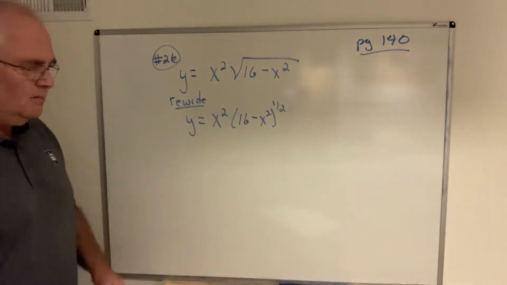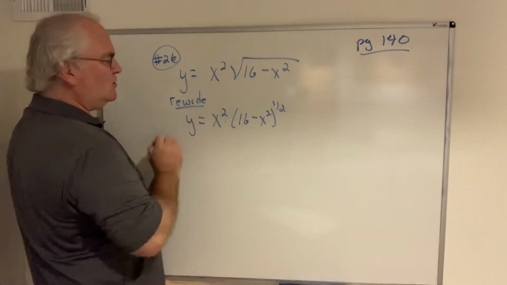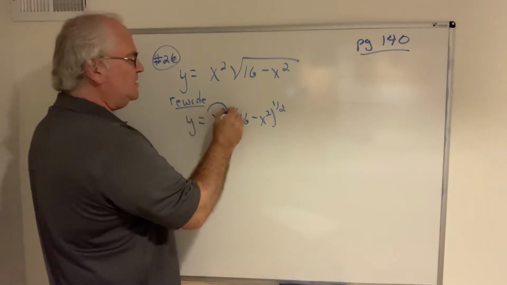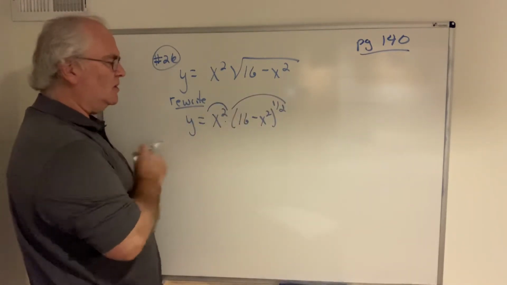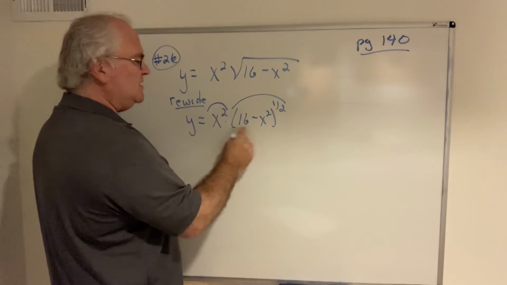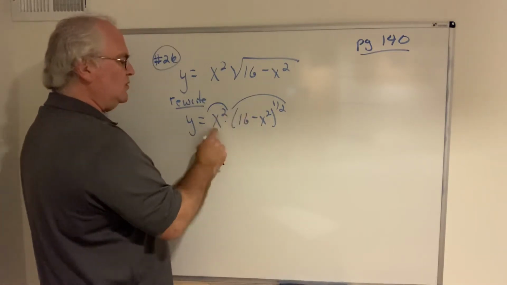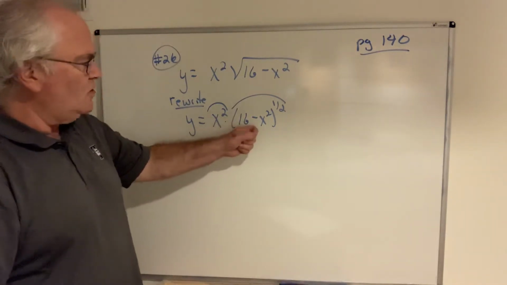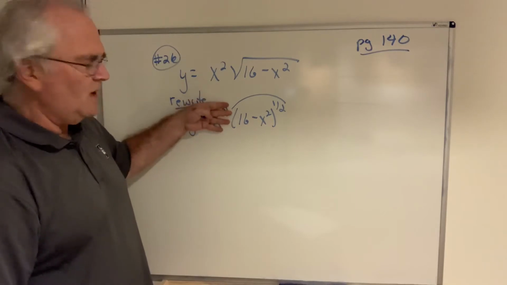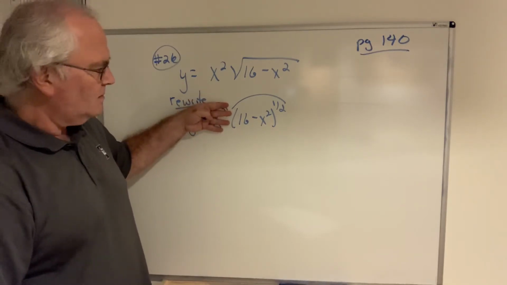Get rid of the radical. But look, now we have product rule. There's the first, there's the second. Product rule: first times derivative of the second plus second times the derivative of the first. When we do the derivative of the second, that's going to require the chain rule.